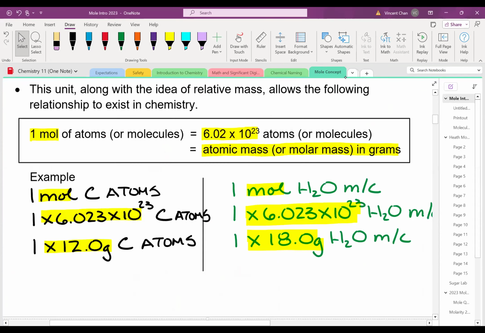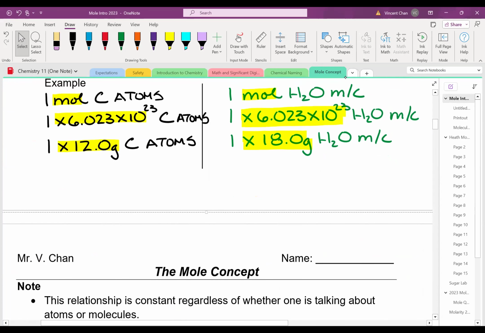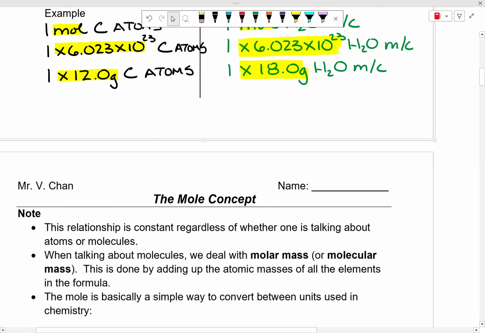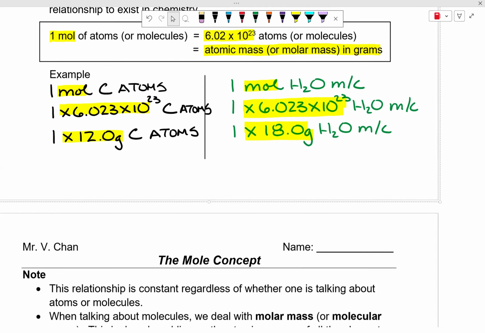Now, notice the relationship is constant regardless of whether one is talking about atoms or molecules. So notice in my example I just gave you, I'm talking about 1 mole of carbon, 1 mole of water, 2 different particles, but you notice the number is exactly the same, 6.02 times 10 to the 23, and the only difference is the mass.